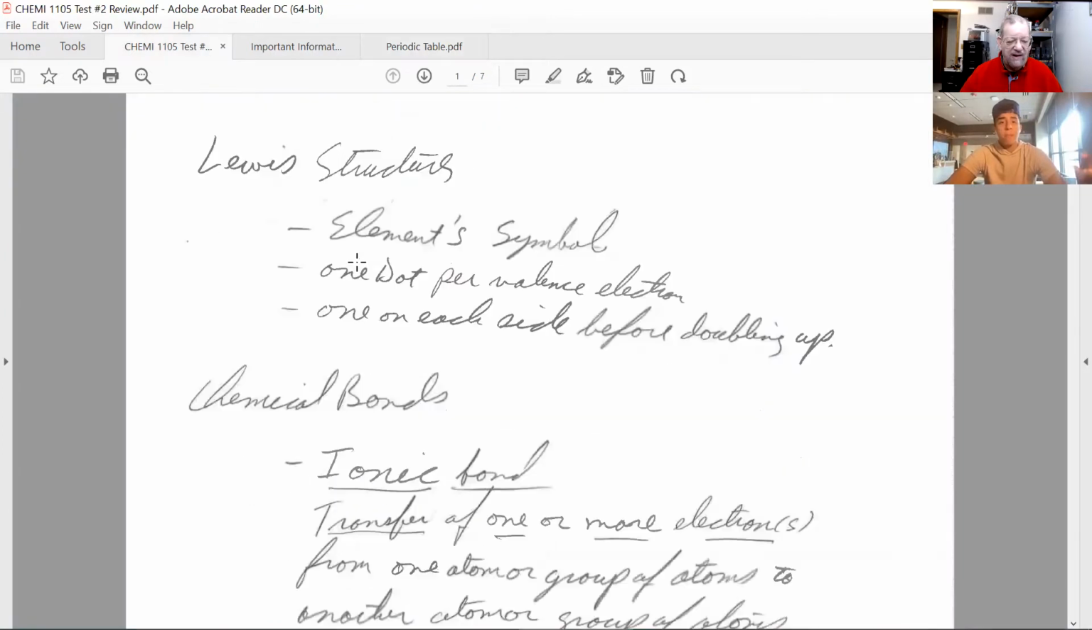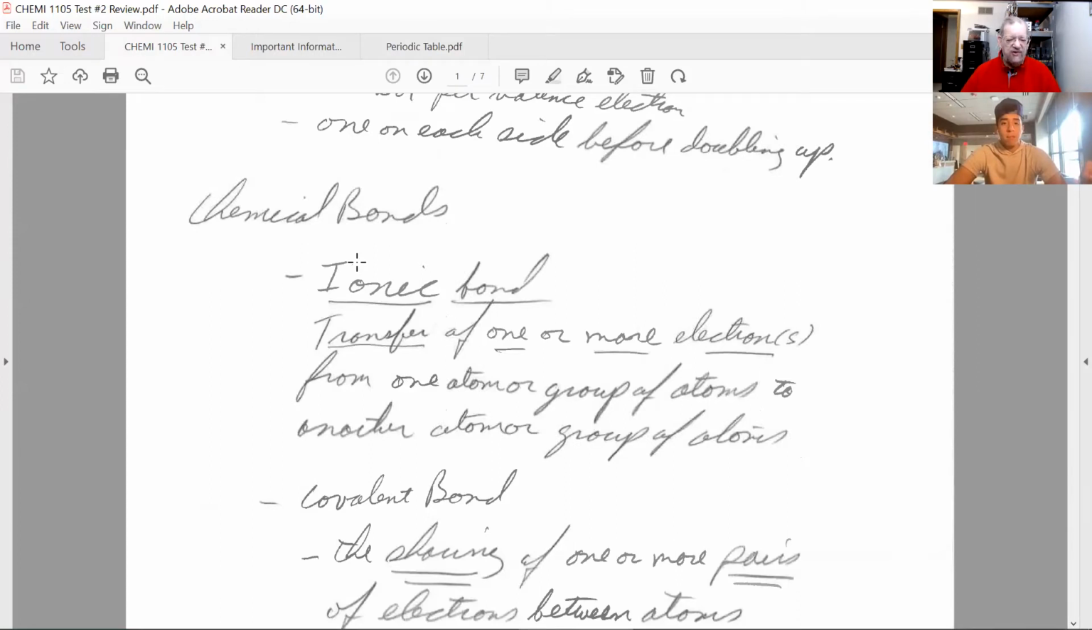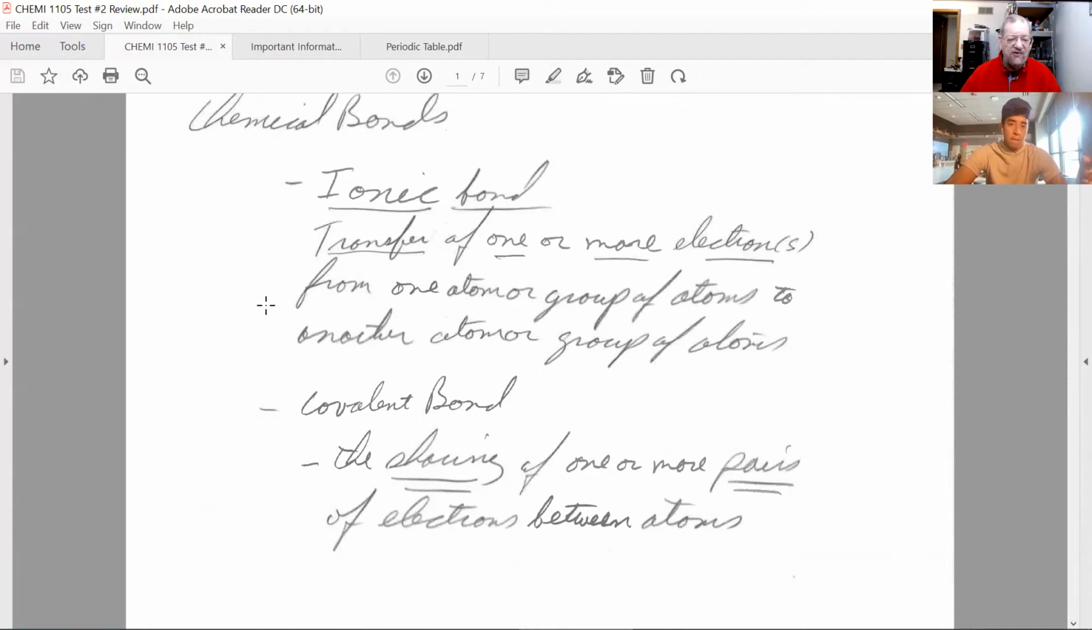Now, you should know that there are two types of chemical bonds. Those are the forces that hold atoms together in what we call molecules. And the first one you should know is an ionic bond. And that's the transfer of one or more electron or electrons from one atom or group of atoms to another atom or group of atoms. That's an ionic bond. Give you time to write that down, or you can download this file and read it on your own.